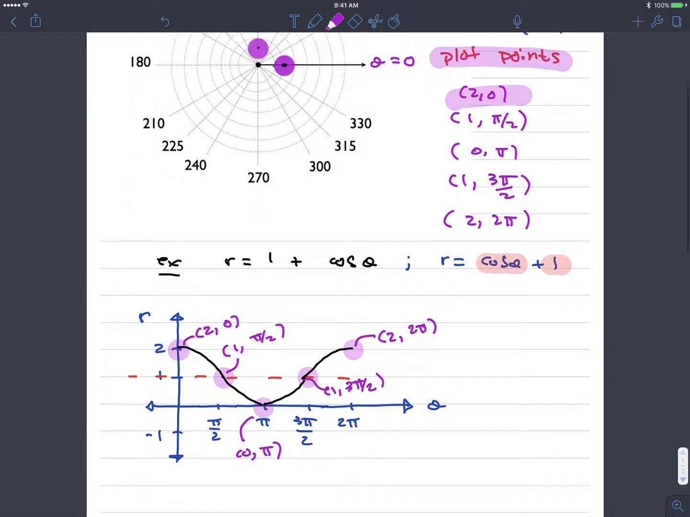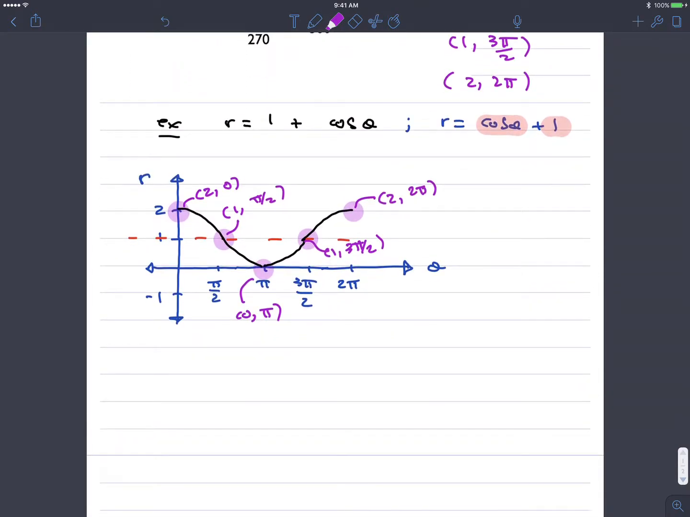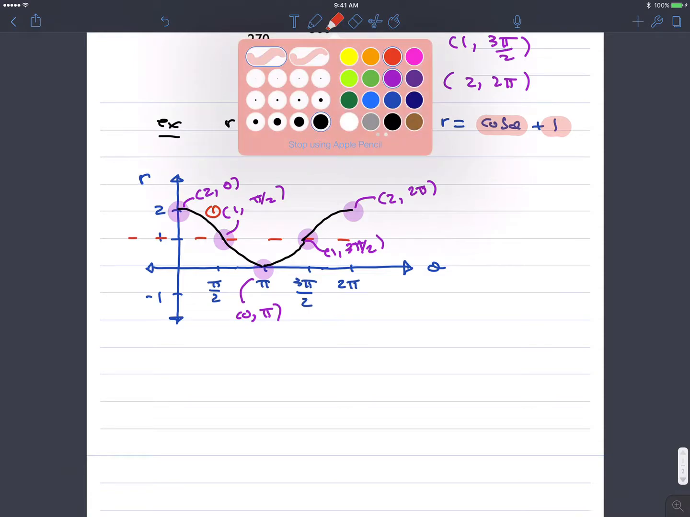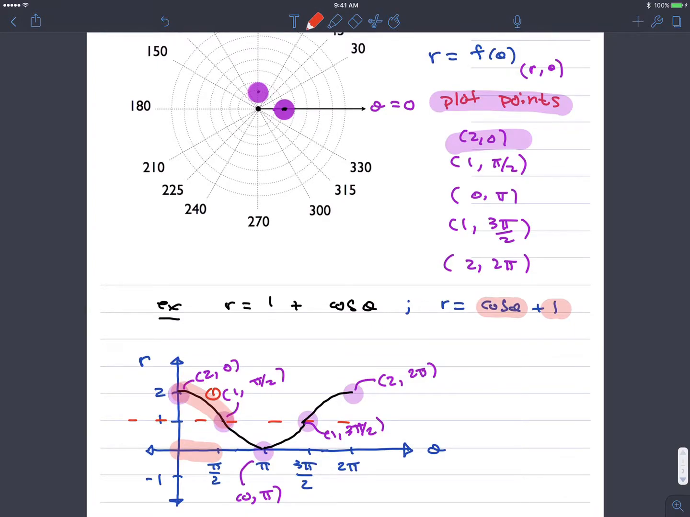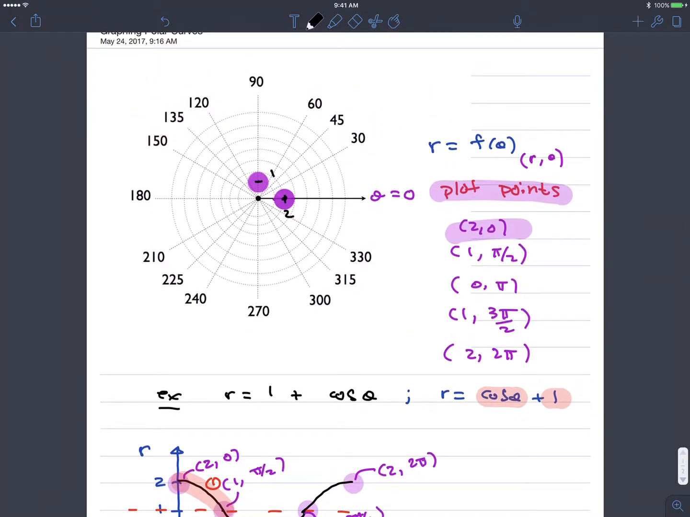Now I want to point out a detail for you guys here. What happened, and I'll paint this in red, between the first plotted point and the second plotted point? Focus on this region right here. As my angle went from 0 to pi over 2, my radius went from 2 to 1. So in quadrant 1, my radius is going to have to go from this value here, where 2 is, to this value here, where 1 is. I'm going to have to draw my curve going this way.